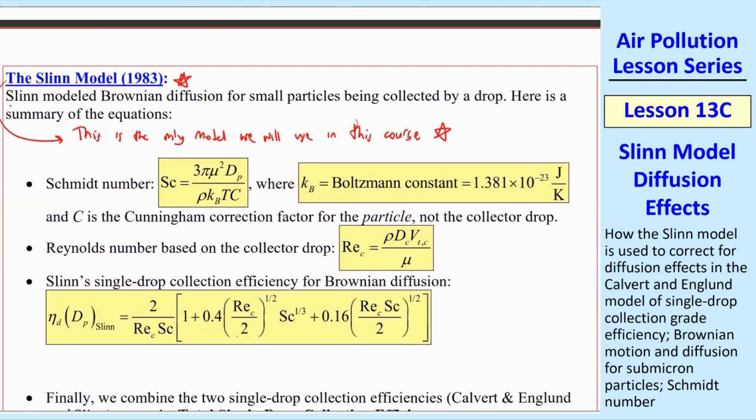I typed up all the equations, and they're also on the equation sheet. So let me just quickly go through this. First, we calculate a Schmidt number given by this. We know everything here: mu, dP, particle diameter, rho of the air. There's no subscript. Kb is the Boltzmann constant you may remember from physics class, given here. Temperature and Cunningham. That Cunningham is for the particle, not the collector. So make sure you don't mess that up. Reynolds number is based on the collector, though. So rho dC VTC over mu. And then here's Slinn's model for single drop collection efficiency that is accounting only for diffusion, has nothing to do with inertial impaction.